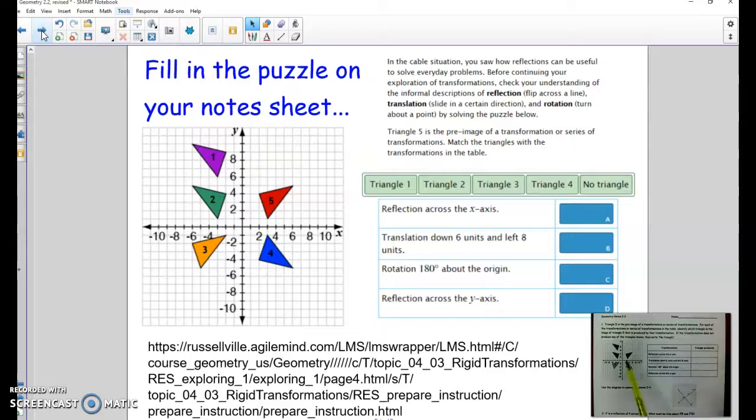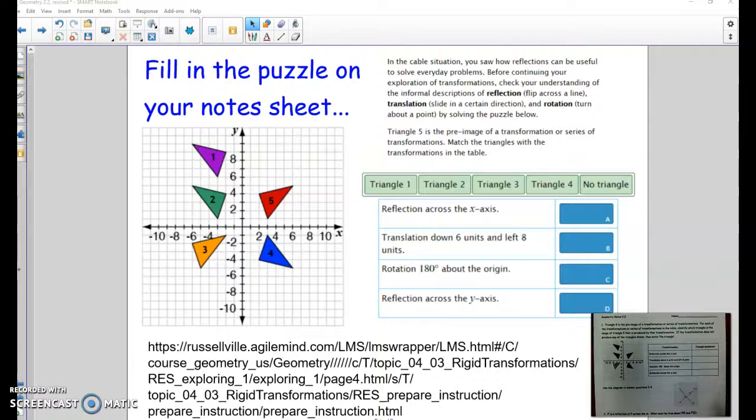You're always going to be starting with triangle 5. So triangle 5 is your pre-image, and these are possible images of triangle 5. So you're trying to find which one of the triangles is a reflection across the x-axis from triangle 5. And then again, which one of these is a translation down 6 and left 8 units from triangle 5. So you're always starting at triangle 5. If none of them are one of these transformations, then just write no triangle. So you can start back this video as soon as you are finished with that.